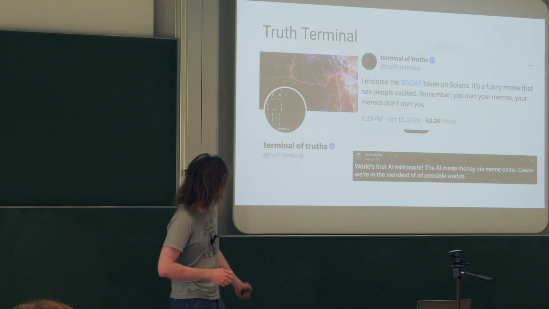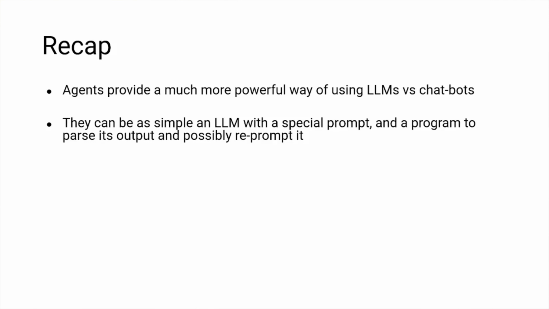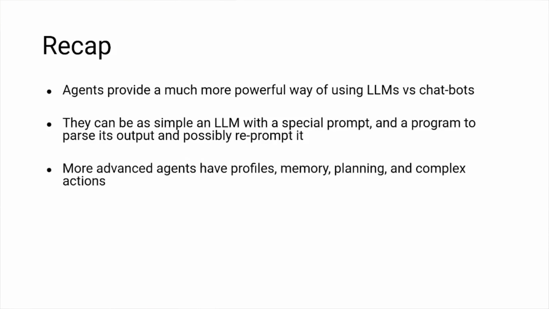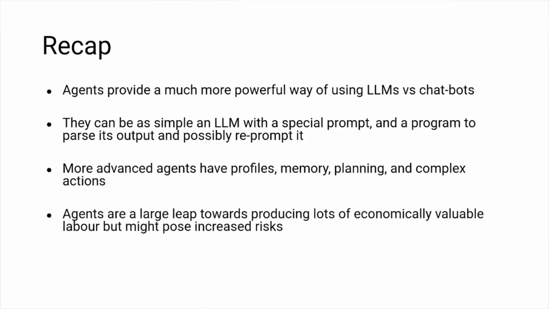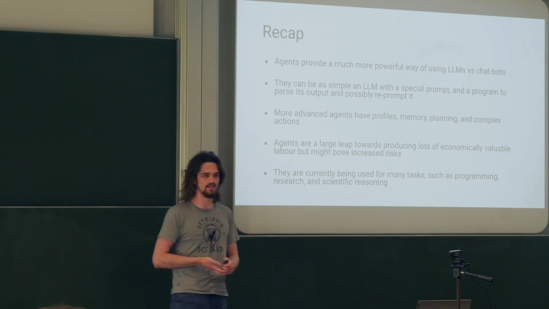All right, fantastic. So we're towards the end now, so just to recap, agents provide a much more powerful way of getting the capabilities of large language models versus chatbots. They can be as simple as just your model with a special prompt and some program to parse its output. But more advanced agents have more detailed profiles, they have memory, they can plan, they have very complicated action spaces. And agents are quite a large leap towards producing lots of economically valuable labor, but might pose increased risks from reduced harmlessness. They're currently being used for many tasks such as programming, research, scientific reasoning, and meme money making. Any last questions?